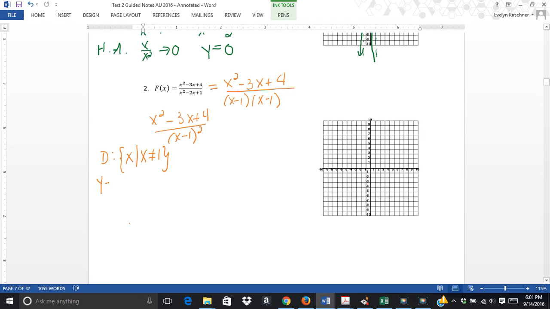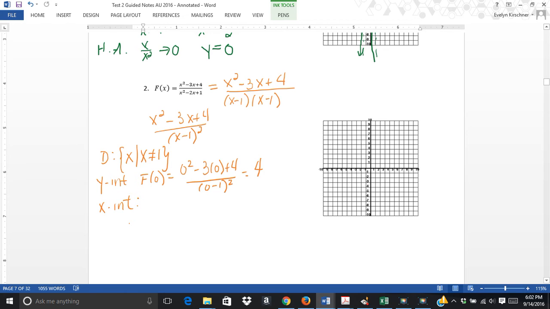So now I'm going to look at step 3. I want to find my y-intercepts. So I want to find the function when x is 0, and I have 0 squared minus 3 times 0 plus 4 over 0 minus 1 squared, which gives me 4. So I have a y-intercept at 4.